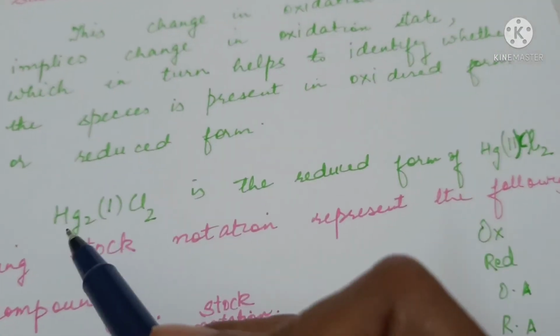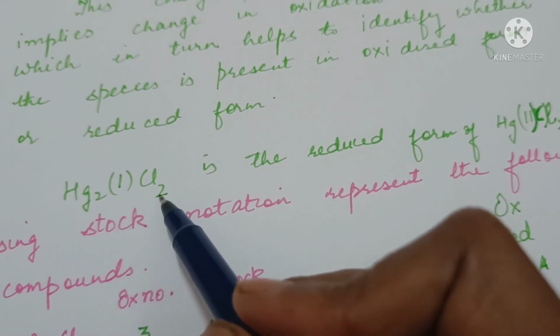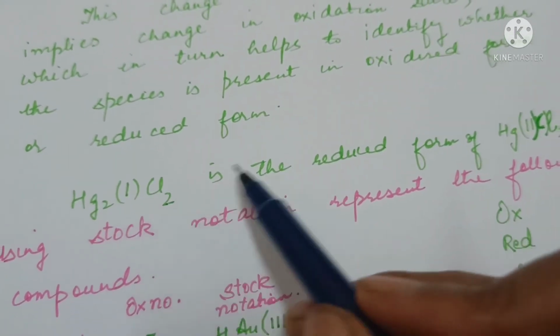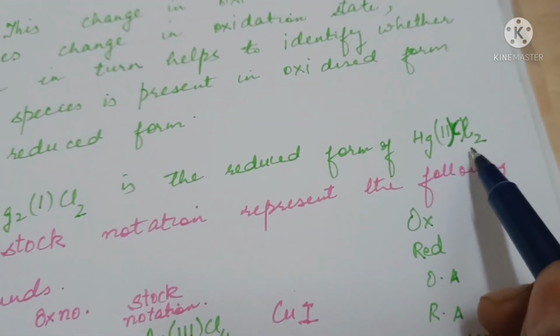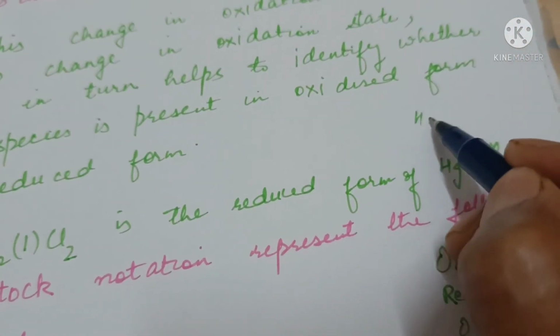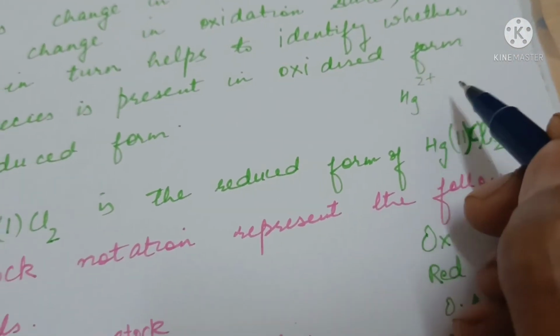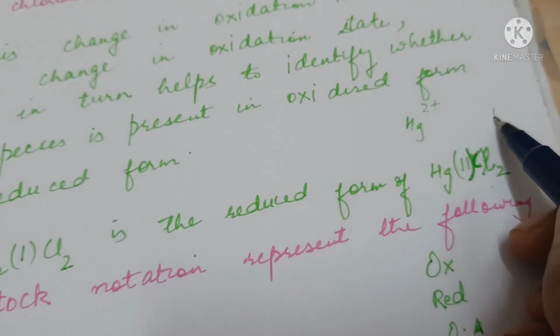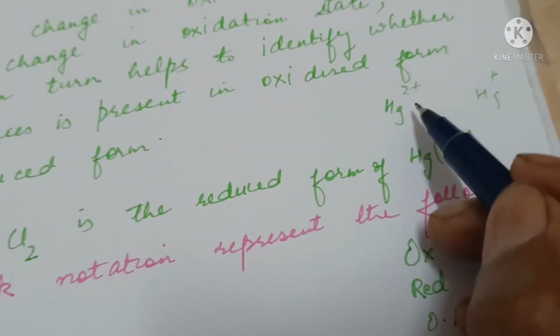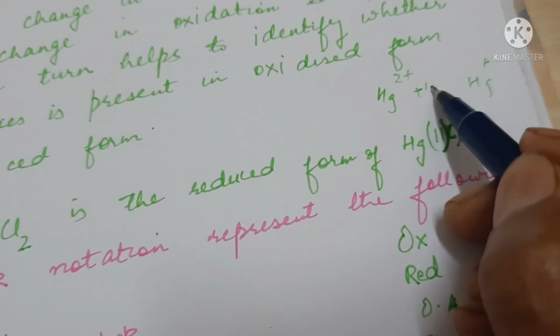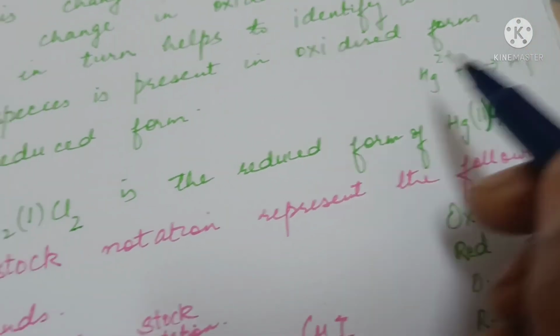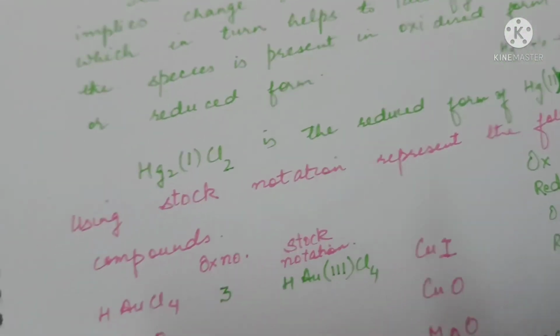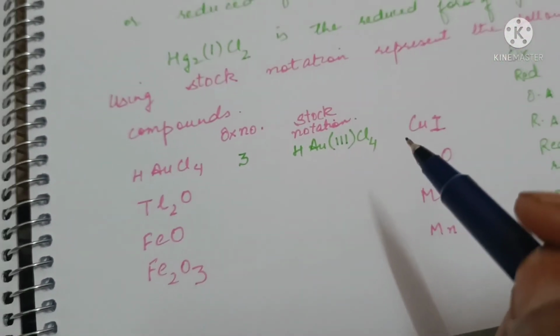For example, mercurous chloride, mercury(I) chloride, is the reduced form of mercury(II) chloride because Hg2+ will gain an electron to form Hg+. So it will gain an electron and get reduced. So Hg(I) chloride is the reduced form of Hg(II) chloride.